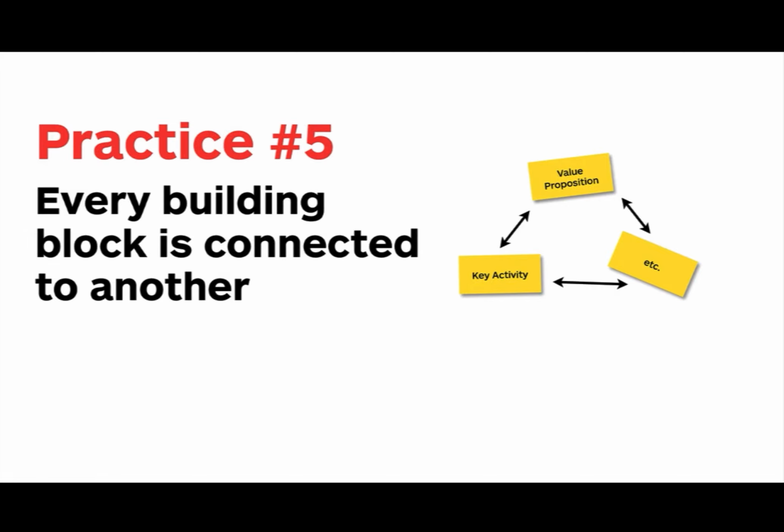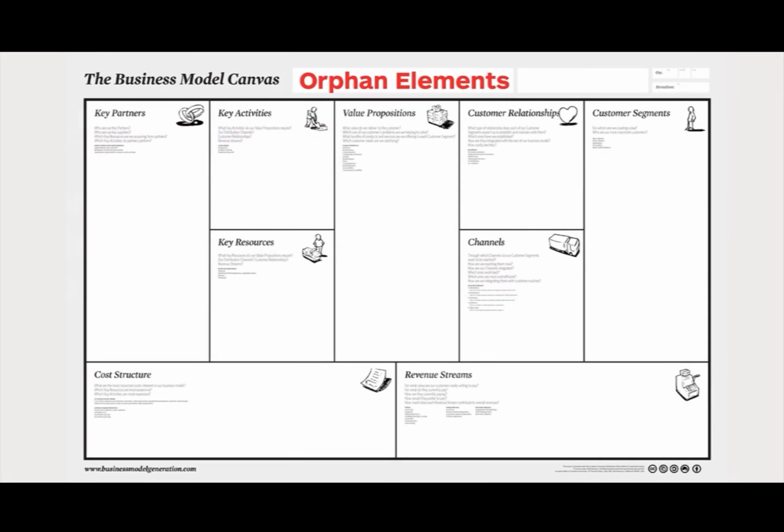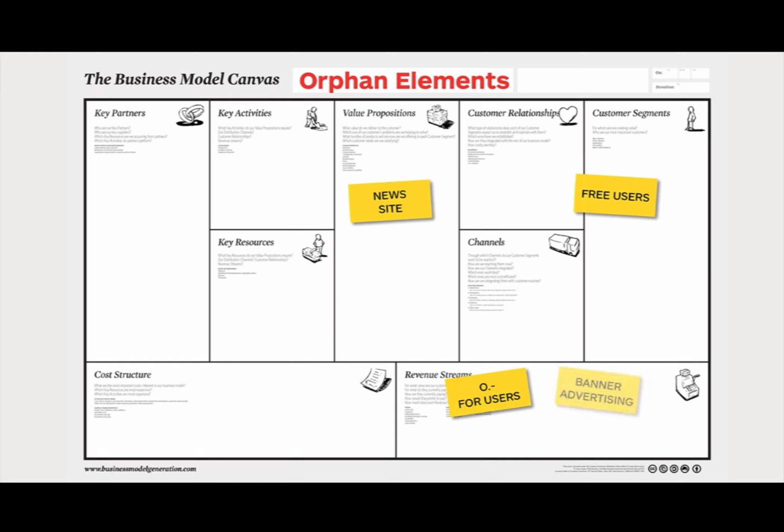Practice number 5. Every building block is connected to another. So make sure you don't have so-called orphan elements. Let's say you have a new site targeting free users, so the revenue streams are 0 for those free users, and you want to earn money from banner advertising. Well, if you just leave banner advertising there as an orphan element, you're not telling the whole story. What you really want to do is say, hey, who is interested in paying for banner advertising, and what are they paying for? Which value proposition are they paying for?